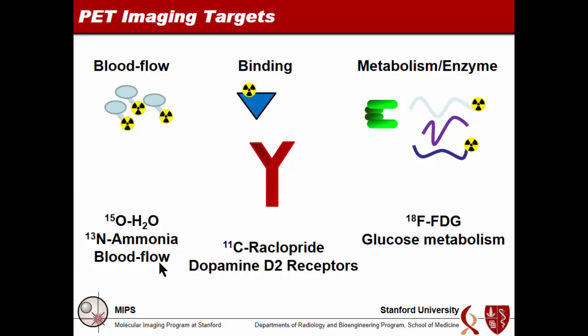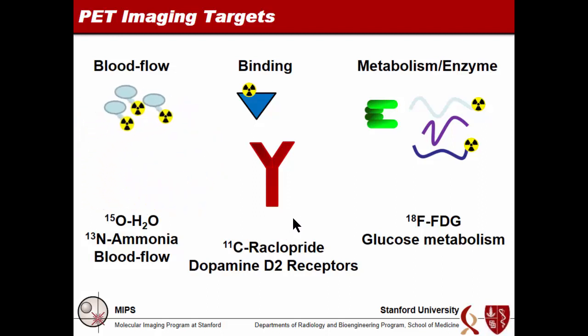So here's a couple of cartoons where we're talking about potential PET imaging targets categorized in three general categories. Blood flow, for example, O-15 water and N-13 ammonia. O-15 water can measure blood flow within the brain, so a lot of times it's used to look at stroke. And also N-13 ammonia, we'll look at cardiac cases looking at blood flow.